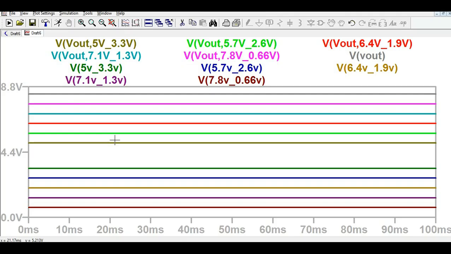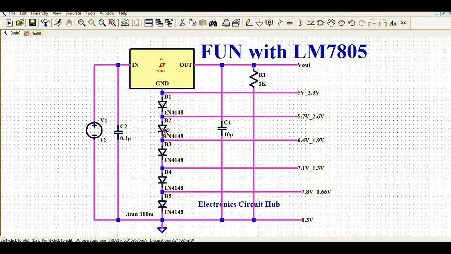So if you have a requirement for multiple output voltages for lesser current, you can use this technique. This is going to help you. With a single chip, you are going to generate multiple output voltages, and that is how it works. So hope guys, along with me, you also had the fun.